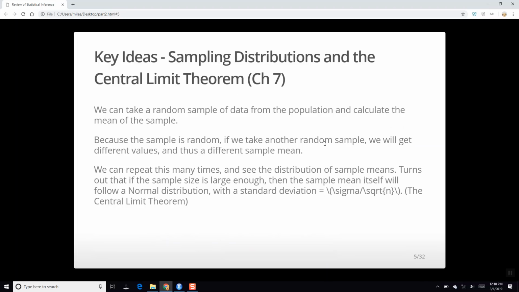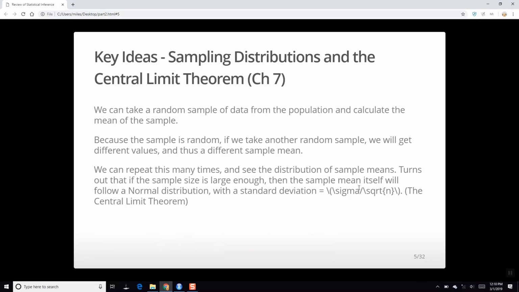And then there's this very important concept of the central limit theorem, okay? And the idea here is, this didn't render, but if we take a random sample of data from the population, then we calculate the mean of that random sample, okay? And because the sample itself is random, if we were to take another random sample, we're going to get different values and a different sample mean.